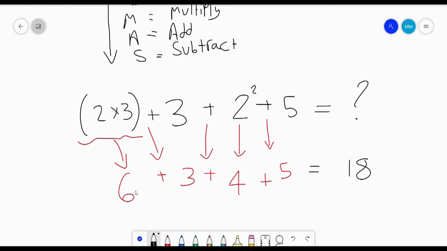Double check, 6 plus 3 is 9. 9 plus 4 is 13. 13 plus 5 is 18. And that is your Bodmas completed.